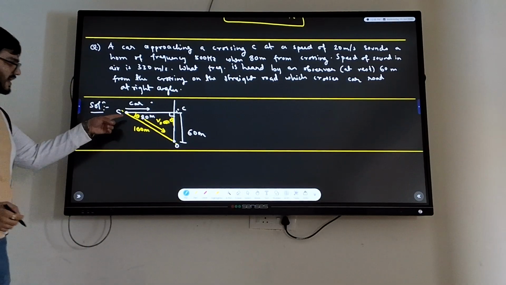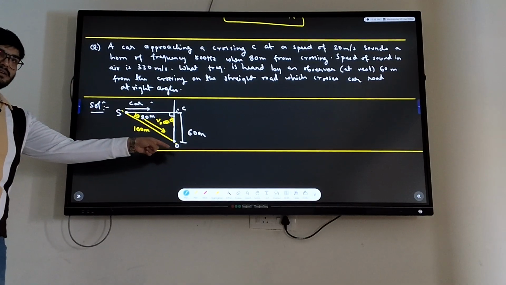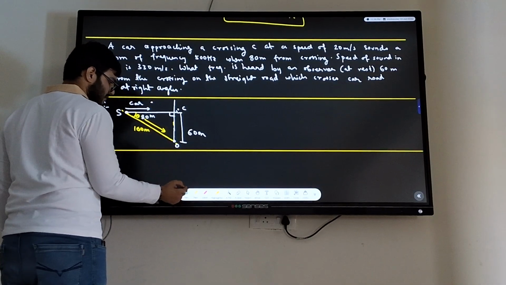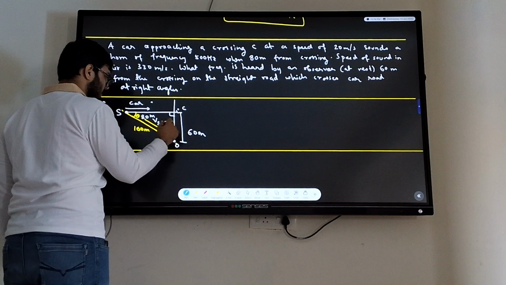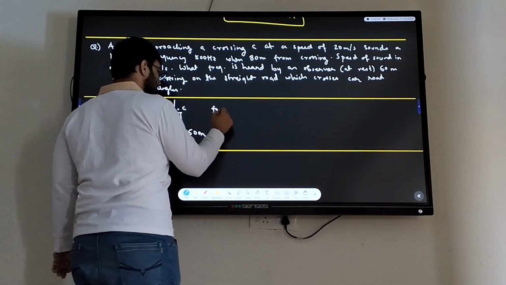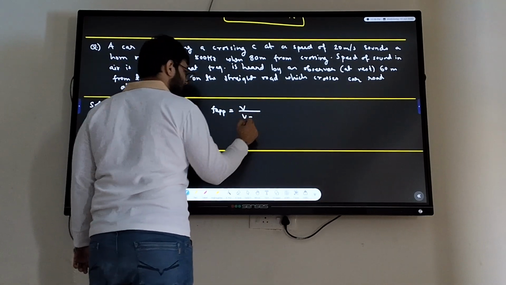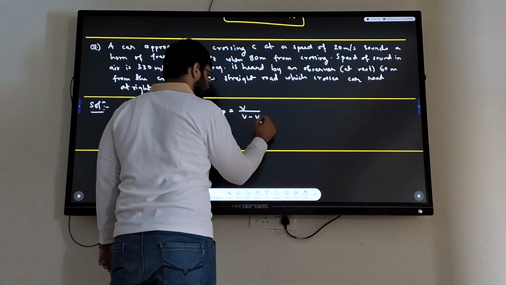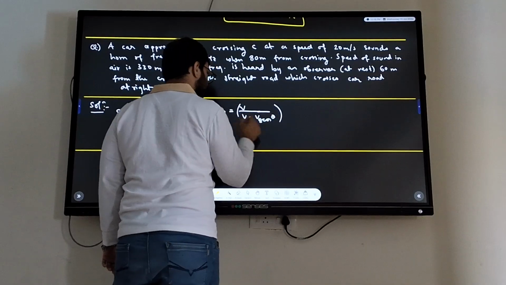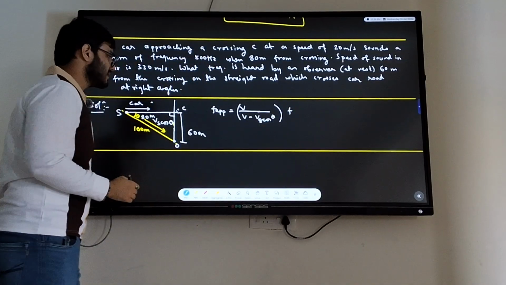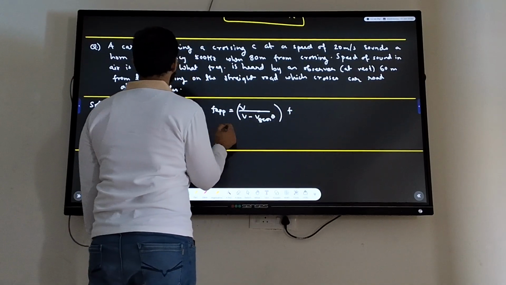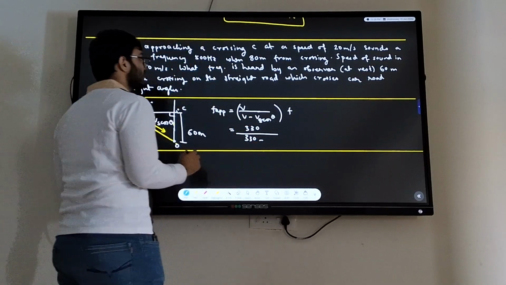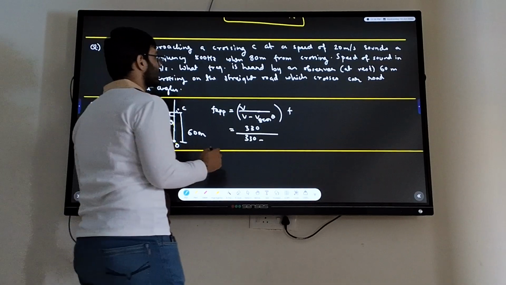So it looks to me like as if the source is coming towards me. Then what is the formula that I should put? V by V minus Vs. Yes, F apparent will be equal to V by V minus Vs. But what is the Vs along this direction? Vs cos theta into F. And now just substitute and get the answer. So what is V? Velocity of sound 330. Velocity of car? What is velocity of car?